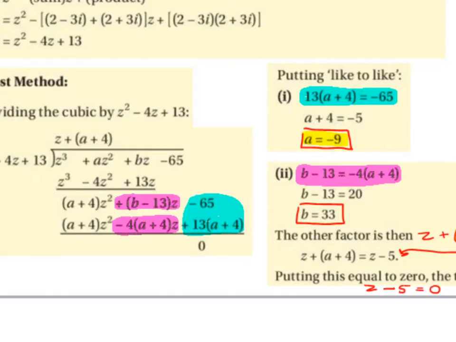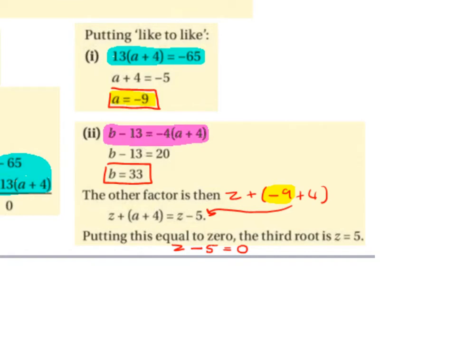So the other factor we know is z plus a plus 4, and now we've figured out what the a is. We know it's minus 9, so the other factor is now z plus minus 9 plus 4, and minus 9 plus 4 is minus 5, so the other factor is z minus 5. And putting this equal to 0, the third root is z equals 5. Because z minus 5 equals 0, so z is equal to 5.